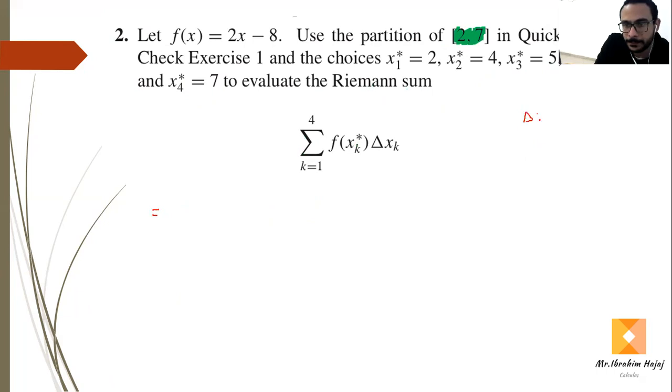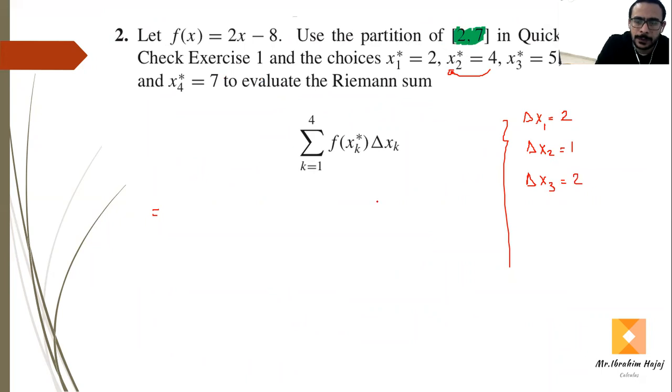Let's rewrite delta x. x1 is 2, so delta x1 should be 2, that is 4 minus 2. Then delta x2 should be 1, and delta x3 should be 2. We're going to use 3 partitions. Do they want left or right or both? The right Riemann sum.